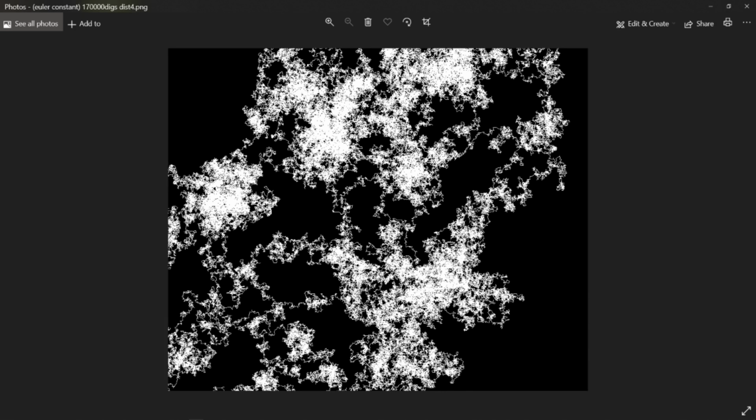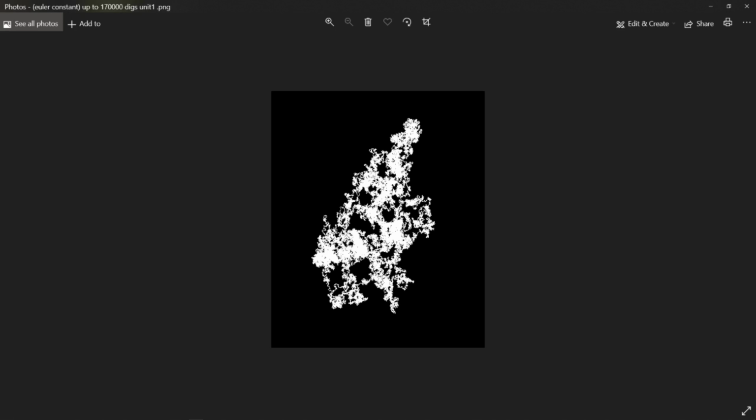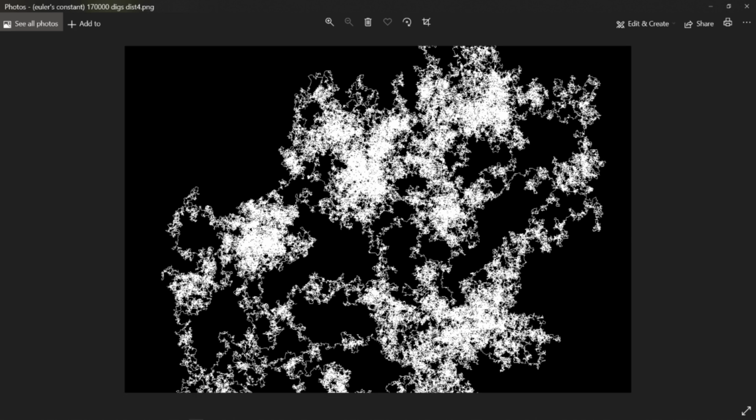And here's Euler's constant, or e, right, 2.71828, and so on. This is the first 170,000 digits. It's a sort of close-up, as you can see, trails off the edges of the window of view here. And here's Euler's constant again, only such that it fits in our window. This is still just the first 170,000 digits. And again, different magnification. Just amazing detail here.